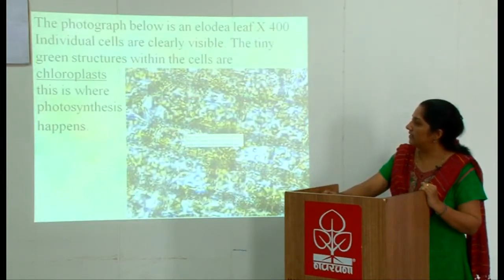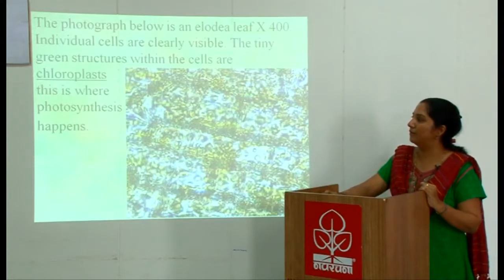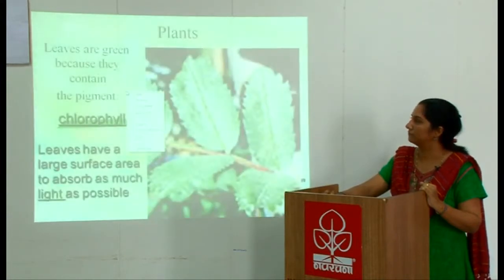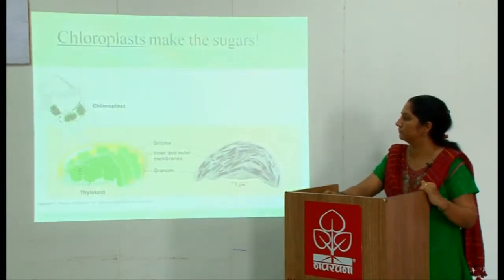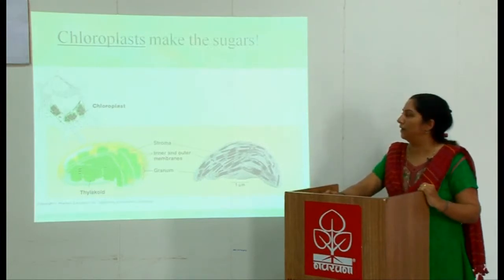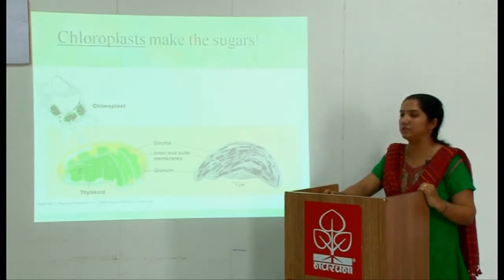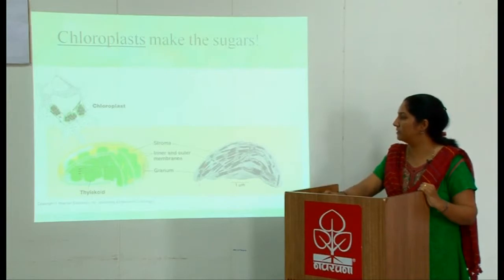And here you can see the cells of the Elodea leaf, and you can see the chloroplasts on the side, which help in manufacturing of the food. This is another diagram of the chloroplast, where you can see the inner structure of the chloroplast.